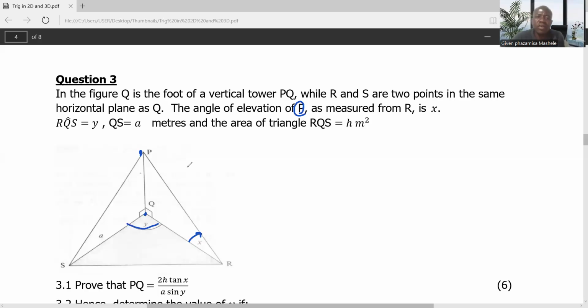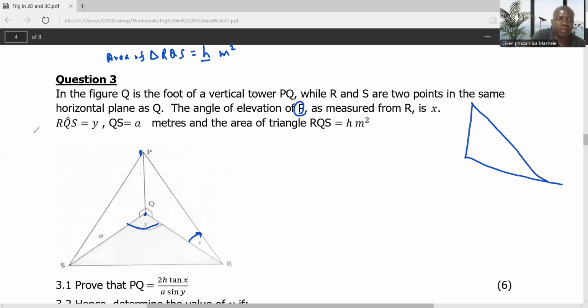And the area of the triangle, so they've given us the area. The area of triangle RQS is H meters squared. So it means the area is H of RQS. Before starting with the question, remember I said you need to isolate our diagram. Let's now isolate. So the first triangle will be this one. Let me just draw it. PQ, the first one is this one.